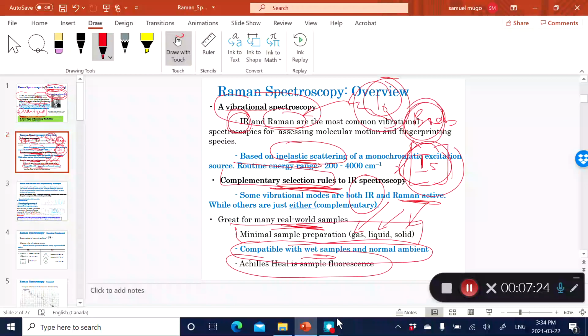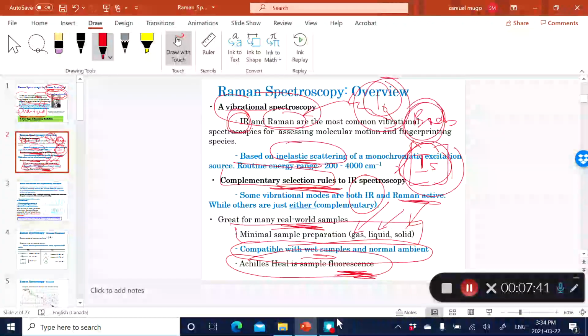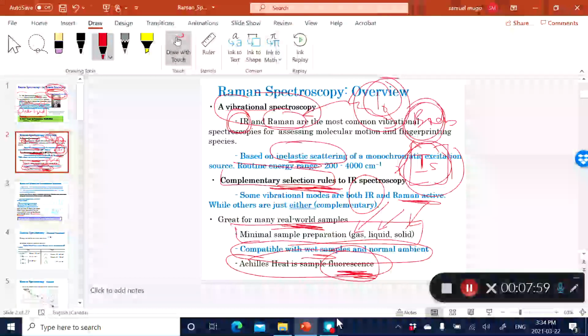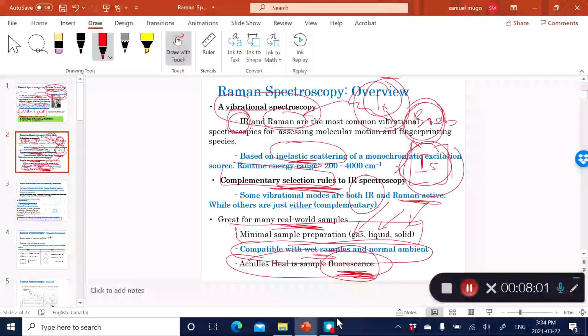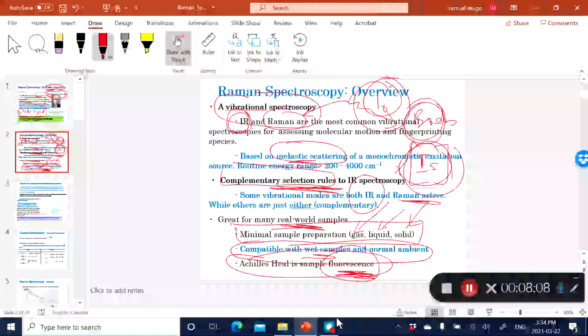One big disadvantage, or challenge, with Raman spectroscopy is fluorescence, and we're going to talk about it later on. When you impinge a light source on a sample, different types of transitions happen. Of course, absorption, but emission could also happen: fluorescence. And so fluorescence is an interfering signal with Raman spectroscopy.